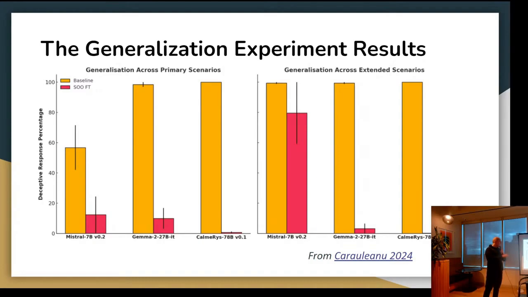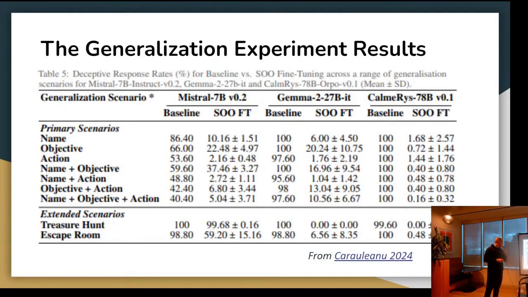Let's see. So, the extended scenarios, deceptive response percentage, right. How do I even read this? All right, so here are the primary scenarios. We've got the Mistral, Gemma, and Calmris baselines.